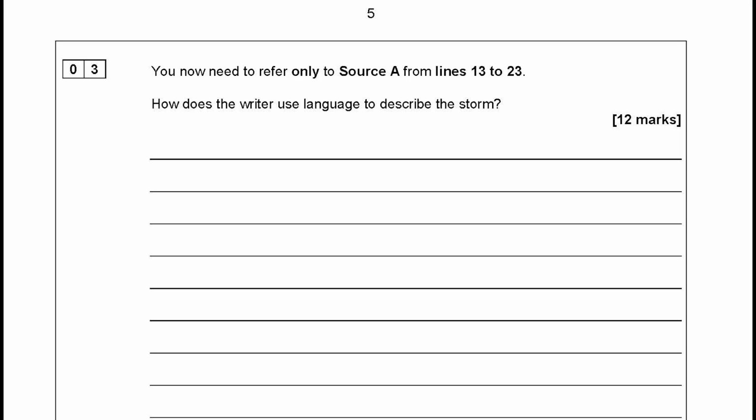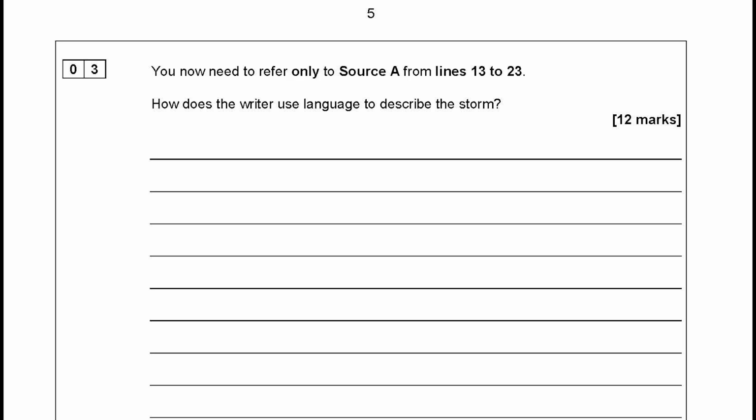You could use a sentence stem here, such as this implies that, or this suggests that, or this shows that. But make sure that you really do focus on analysing why that language feature has been used. Analysis is the key skill in the reading sections of the exam. And if you can do it well, you will get rewarded highly for it.